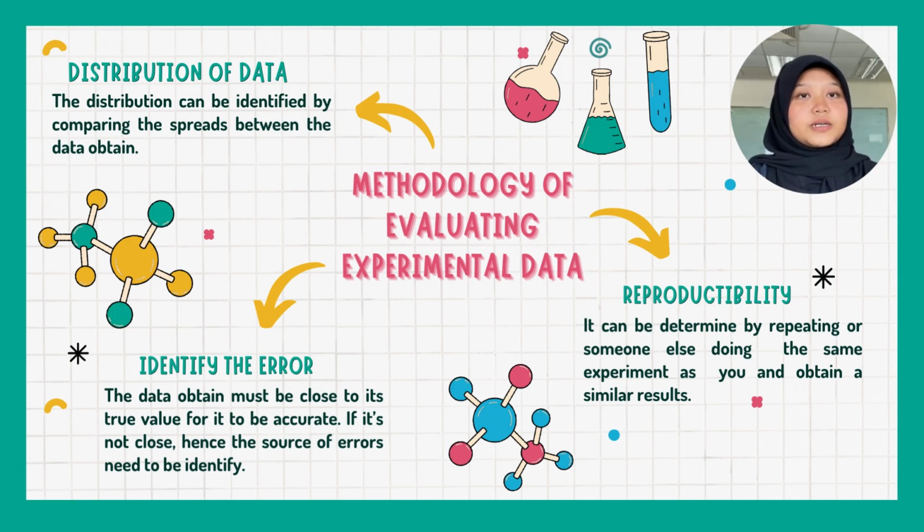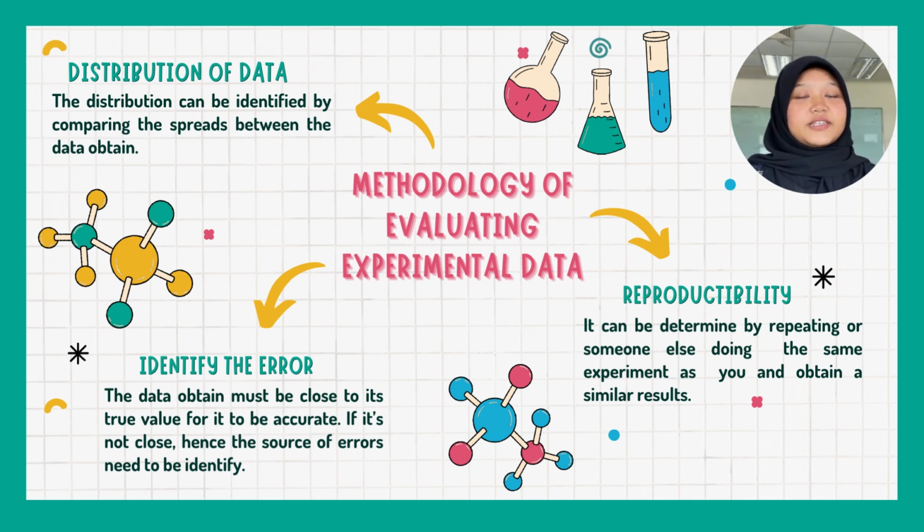Now, I will be talking about the methodology of evaluating experimental data. First and foremost is the distribution of data. The distribution of the data, or what we call measure of variability, describes the spread of data among experimental data. The distribution can be identified by comparing the spreads between the data obtained. For example, the amount of titrant needed to neutralize the analyte in the first titration is not far from the amount needed in the second titration. This shows the consistency of that data.